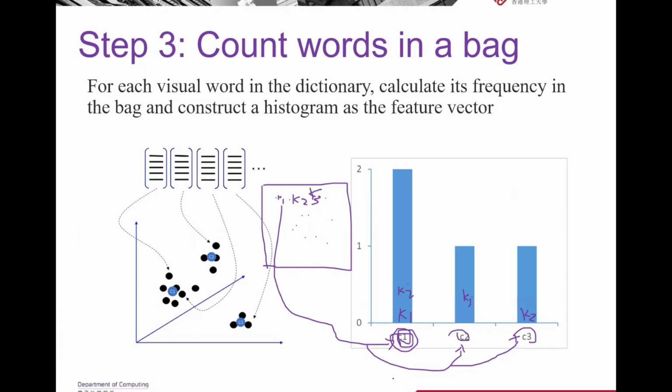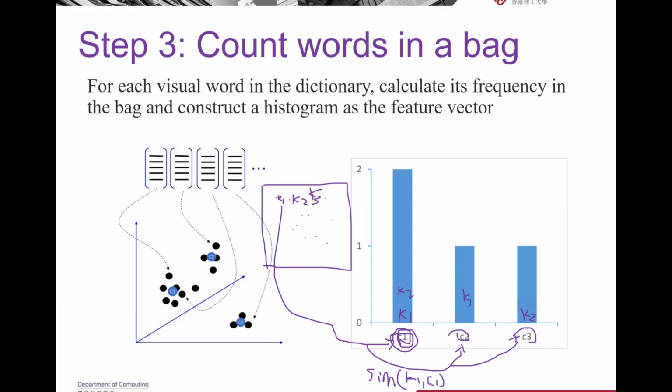However, it turns out this kind of assignment assigns one key point to one visual word. There are other assignment methods. Rather than just assigning them to a bin, you can use the similarity, because for example, K1 has a similarity that can be calculated between K1 and C1.